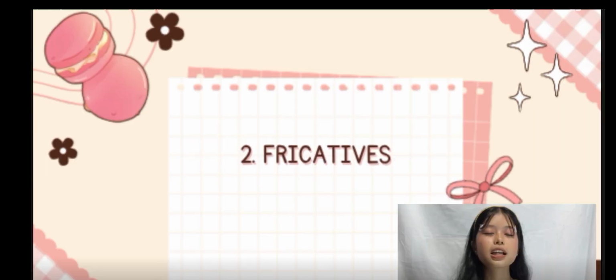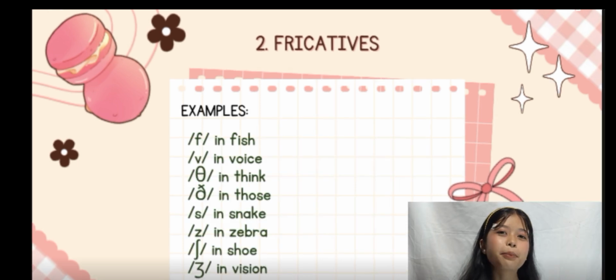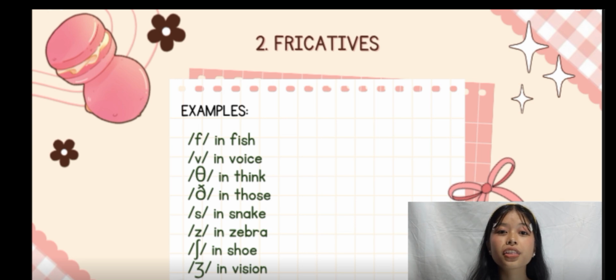Second, we have fricatives, sounds created when air squeezes through a small opening, causing continuous friction. For example, f in fish, v in voice, th in think, th in this, s in snake, z in zebra, sh in shoe, zh in vision.